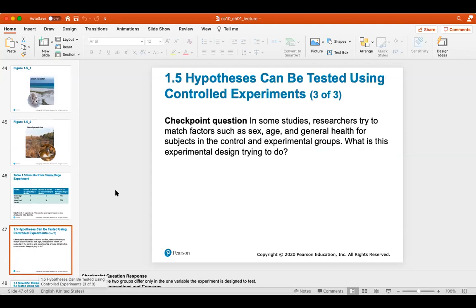Another checkpoint question: in some studies, researchers try to match factors such as sex, gender, age, and general health for subjects in the control and experimental groups. What is this experimental design trying to do? It's trying to ensure that the two groups will differ only in the one variable the experiment is designed to test.